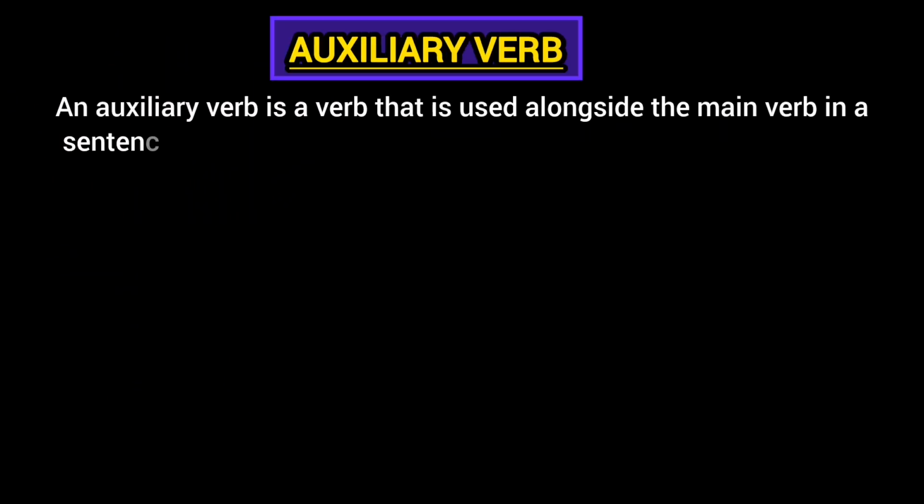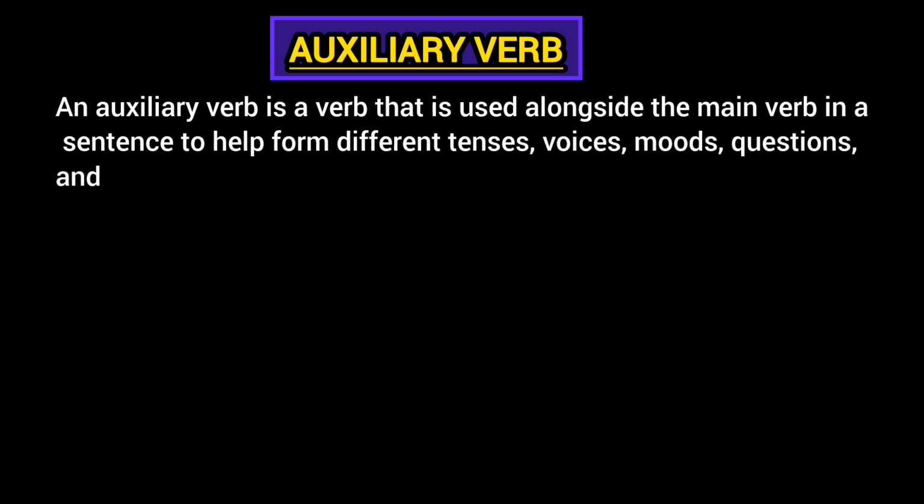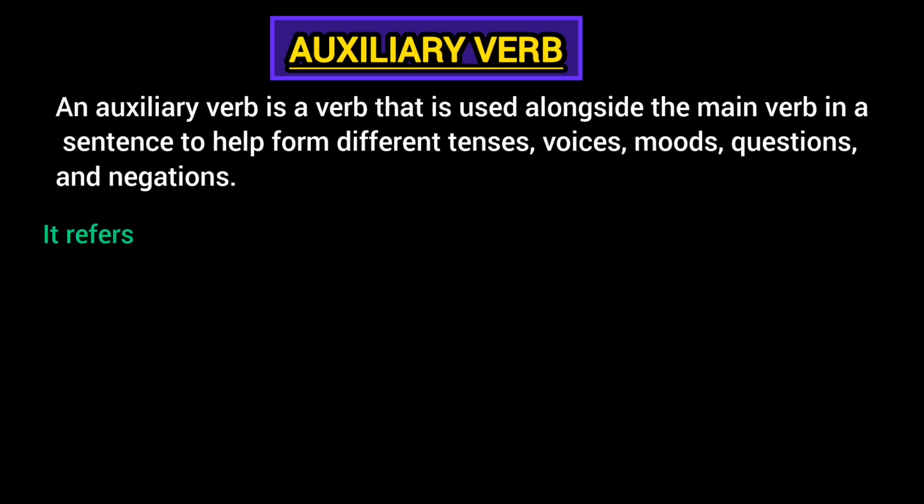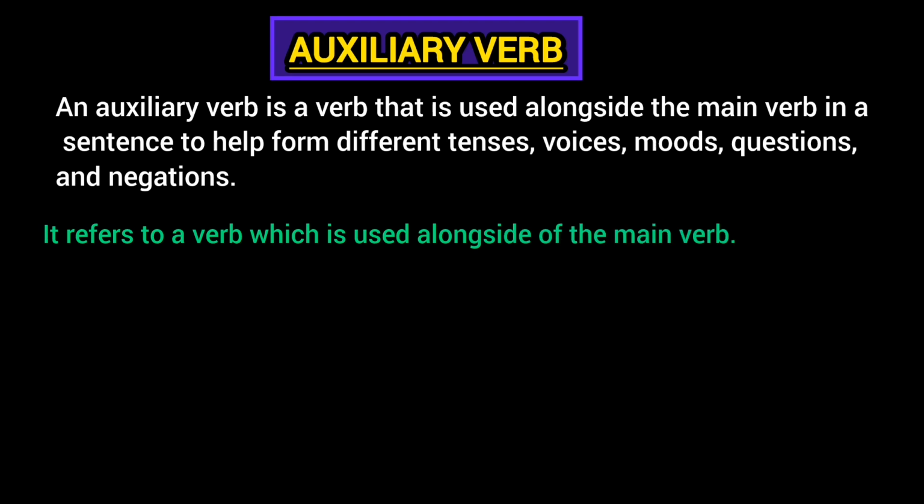Let's first learn auxiliary verb. An auxiliary verb is a verb that is used alongside the main verb in a sentence to help form different tenses, voices, moods, questions, and negations. What does it mean? Simply, it means that auxiliary verb refers to a verb which is used alongside of the main verb. You should not be confused because it is also called helping verb.